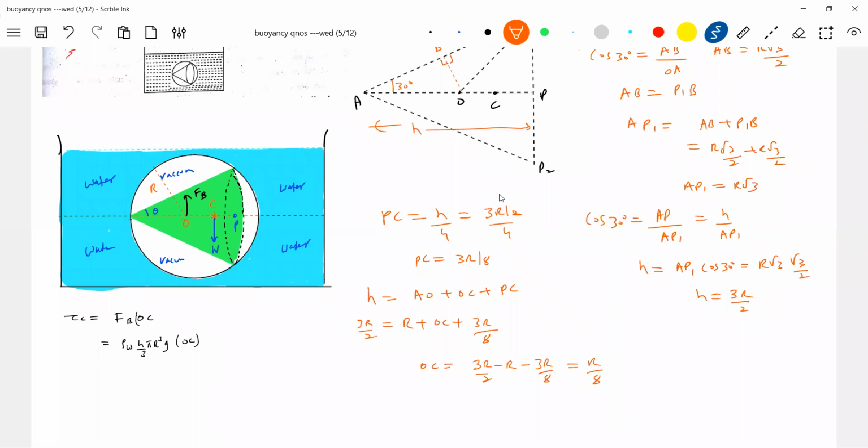Okay, that we are going to substitute here. So this will be 4 by 3 pi R cube g. So this much is the torque that is acting. How much will we get? This 1/4 will be pi rho w R cube g by 6, R to the power of 4.